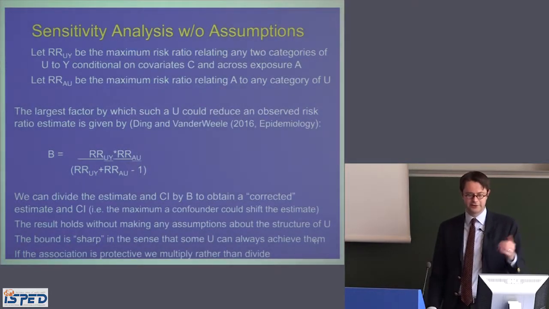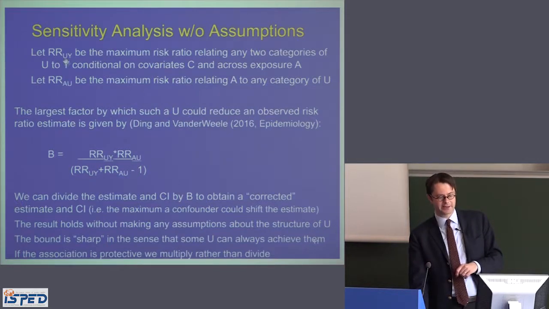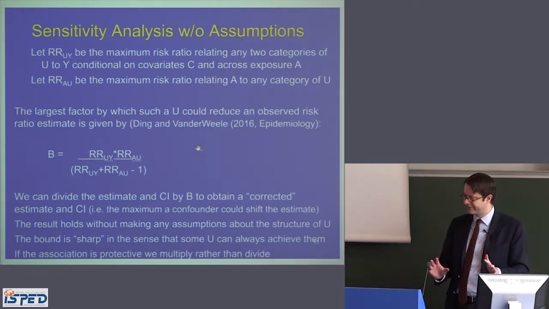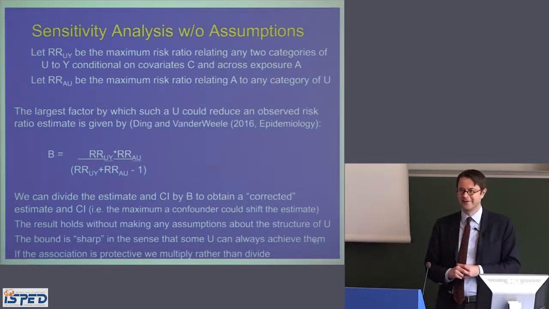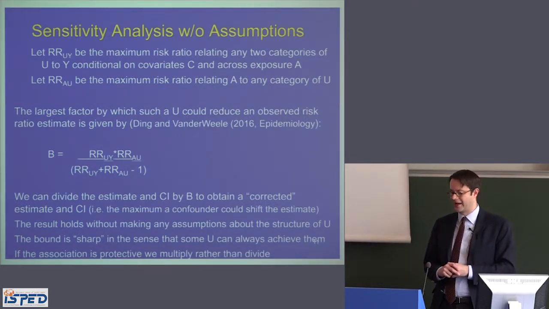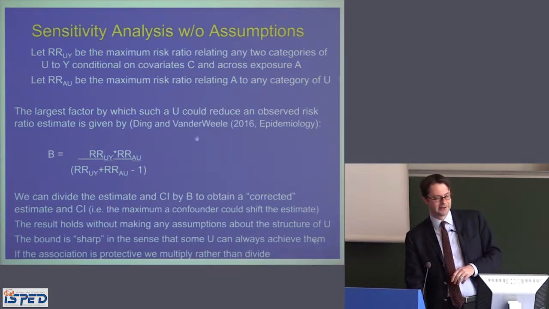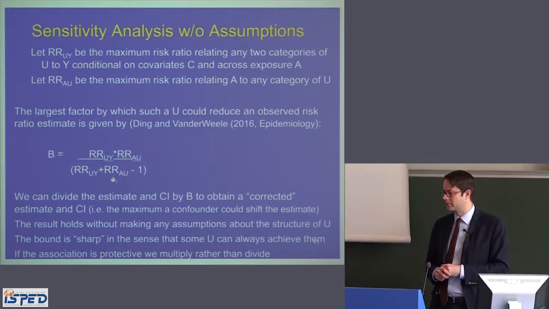Once we've specified these two parameters, again, the first one is the maximum effect of U on Y, and the second one is the maximum risk ratio relating the exposure to any category of U, one can show without any further assumptions that the most bias that can be generated on the ratio scale is given by this formula here, which is pretty straightforward. It's just the product of those two parameters divided by their sum minus 1.